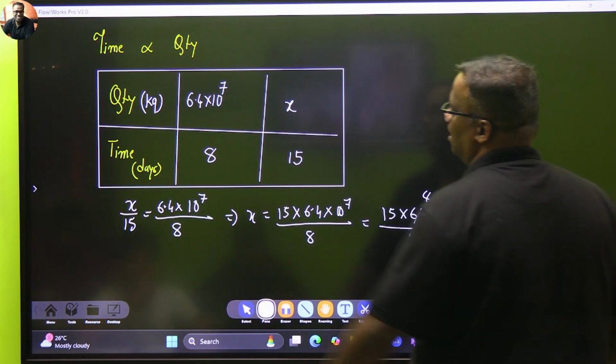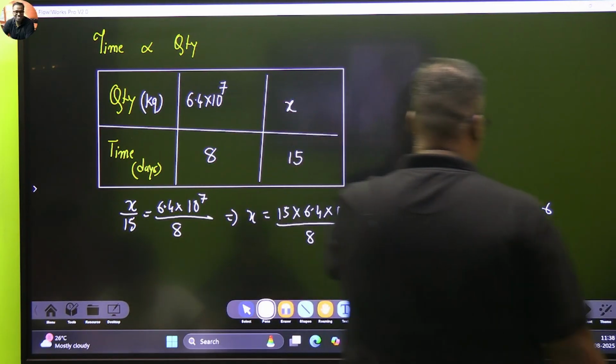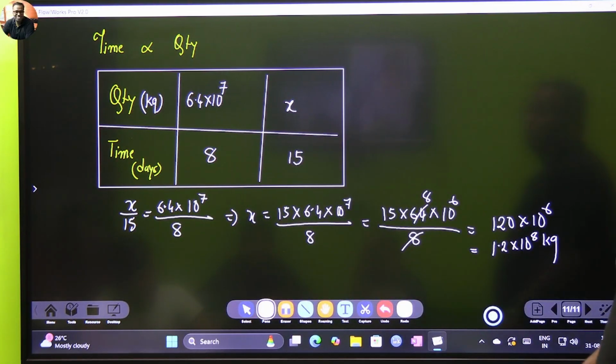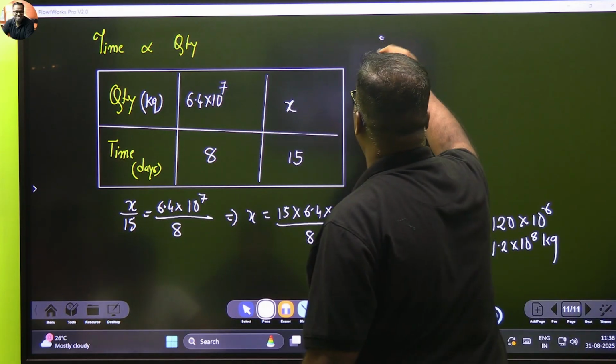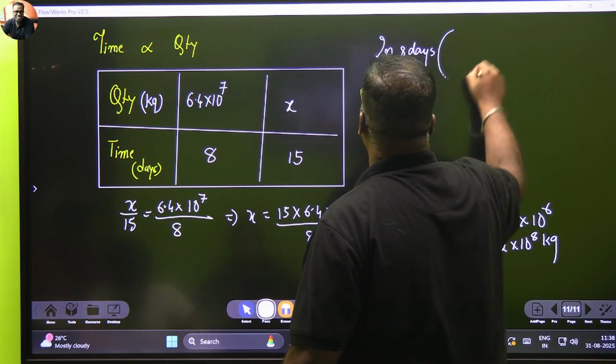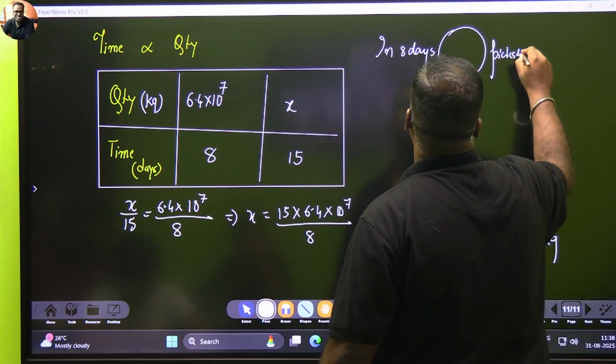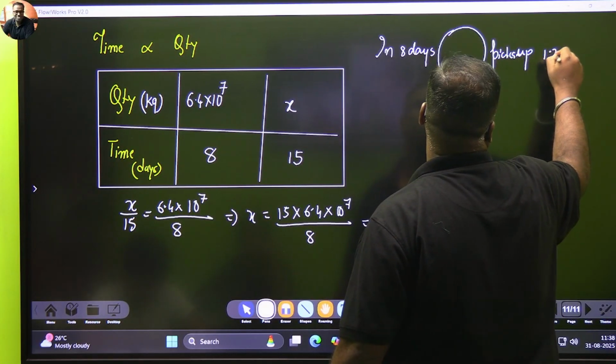So let us see. We were this much in 8 days. In 15 days, we will be more. And this is what is more. So we will write: in 15 days, the Earth picks up 1.2 into 10 to the power 8 kg of dust.